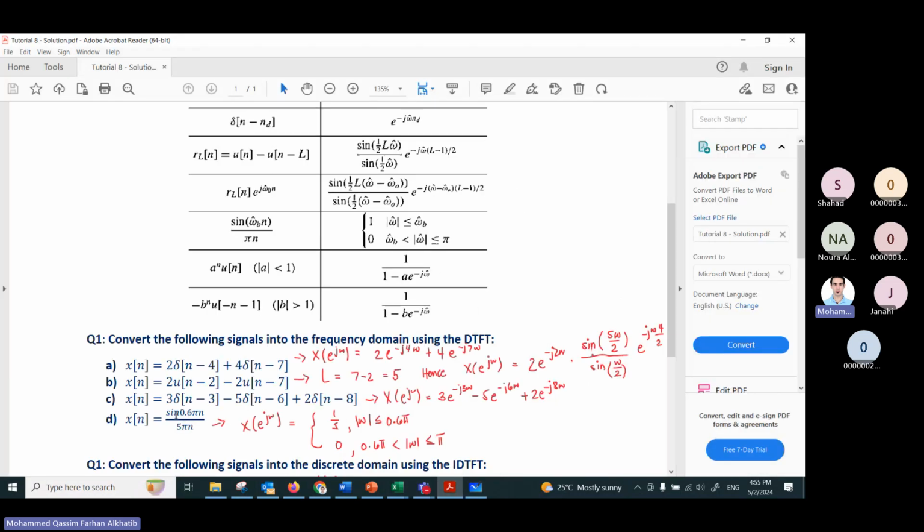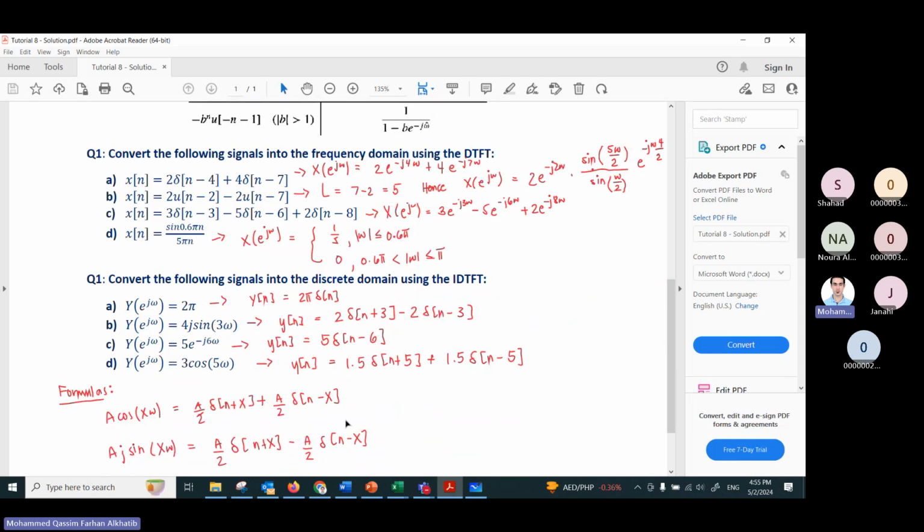So this one, sine 0.6 pi n over 5 pi n, directly from the table here. So omega b is 0.6 pi. And that's the answer here.